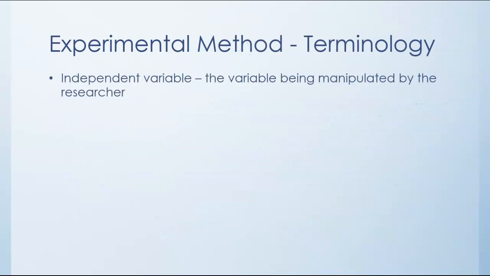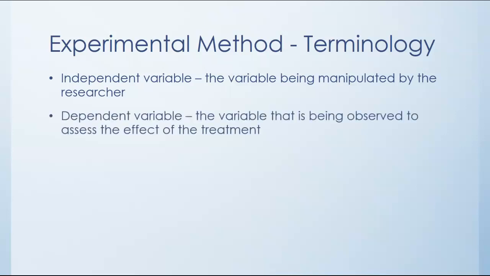Let's start out with the independent variable. This is the variable being manipulated by the researcher. So this is the one we're trying to mess around with and see if it has an effect on our dependent variable, which is the variable that we are observing to assess the effect of the treatment.